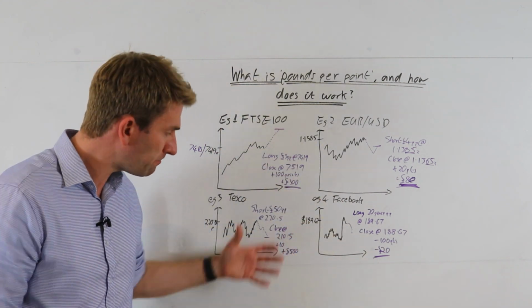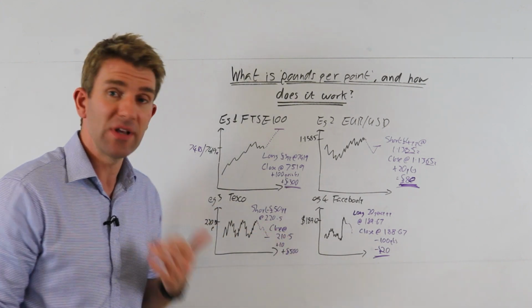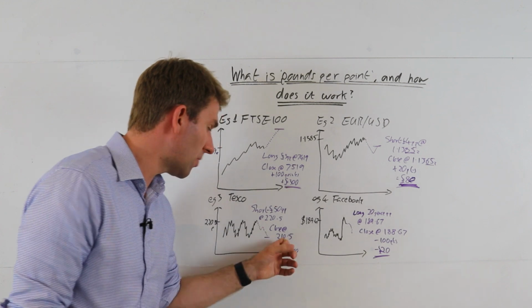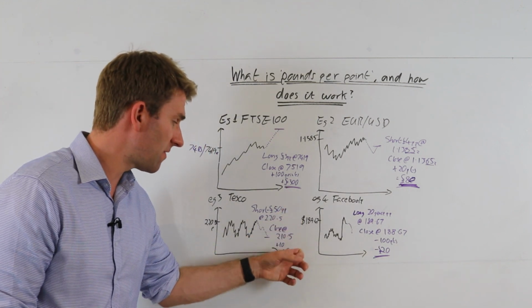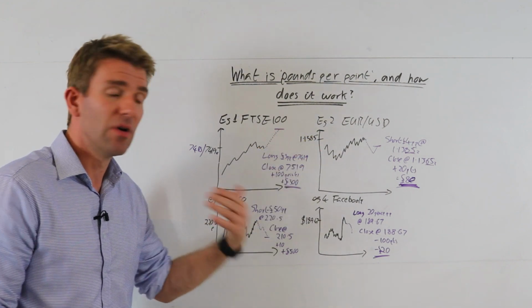So the market goes lower, and we happen to get it right on this one. It goes lower and we close it at 210.5. We make 10 points on that. Because we're at £50 per point, 10 times £50 a point is £500. Of course, if we got it wrong and it went 10 points against us, we'd be down £500.